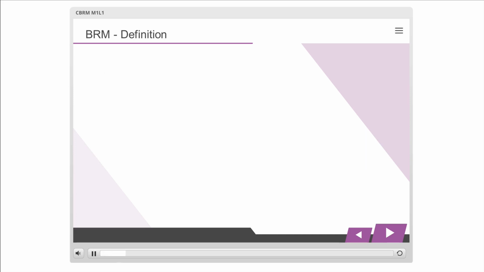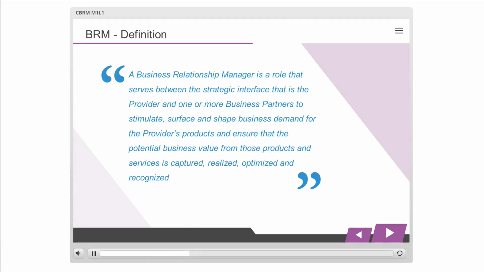It might also be helpful to remind you of the BRM body of knowledge definition of the business relationship manager. A business relationship manager is a role that serves between the strategic interface, that is, the provider and one or more business partners to stimulate, surface, and shape business demand for the provider's products, and ensure that the potential business value from these products and services is captured, realized, optimized, and recognized.